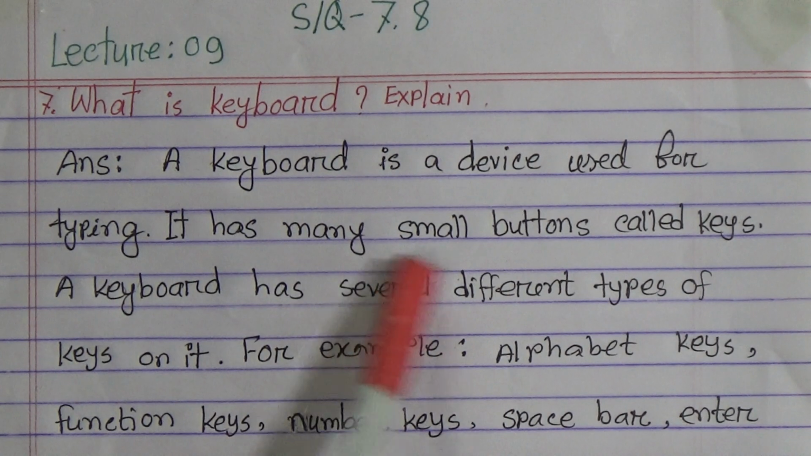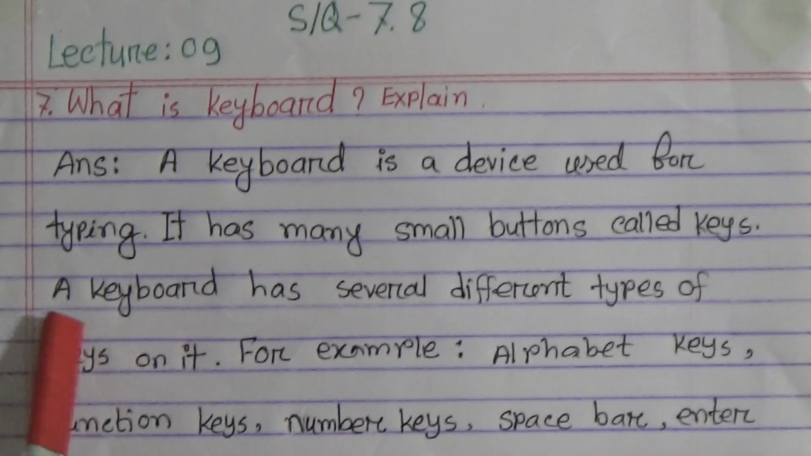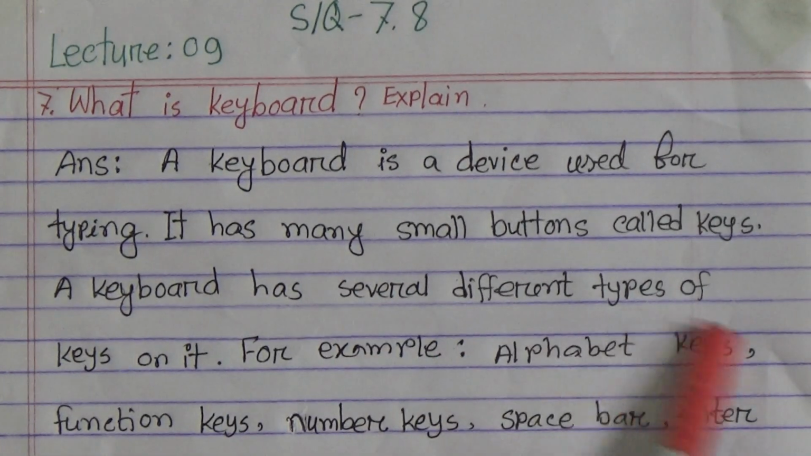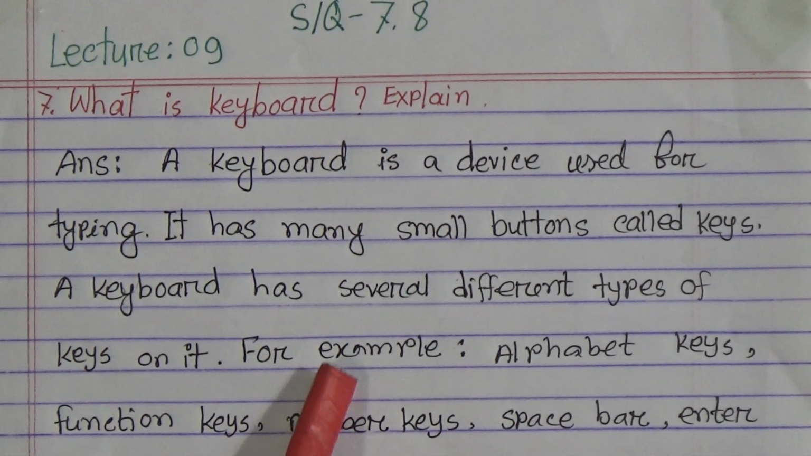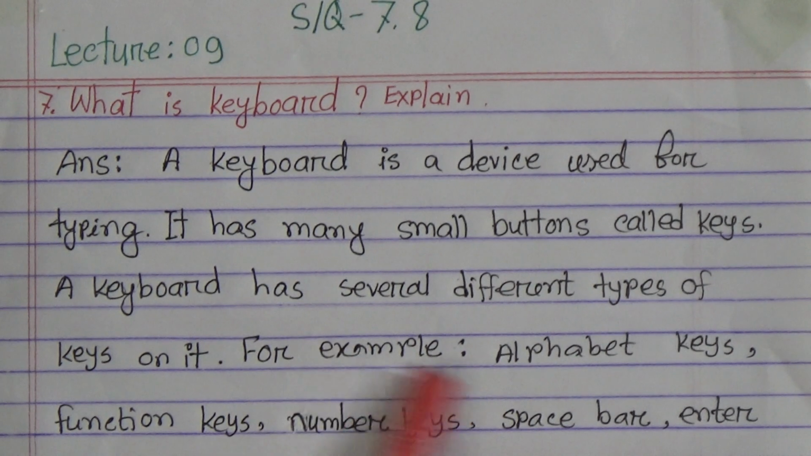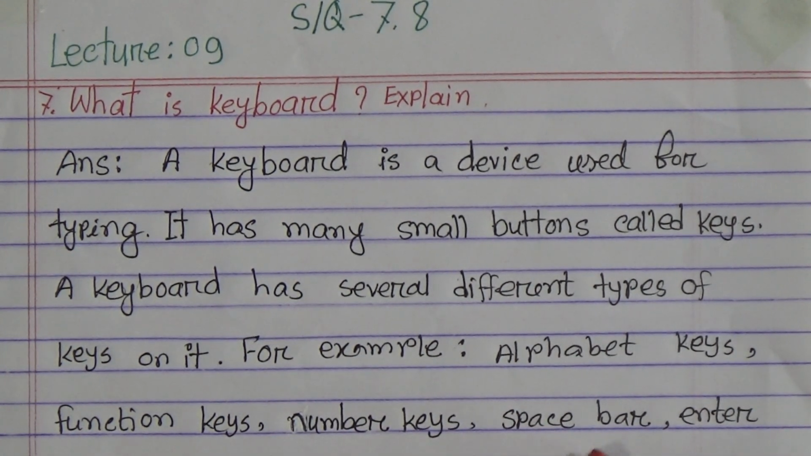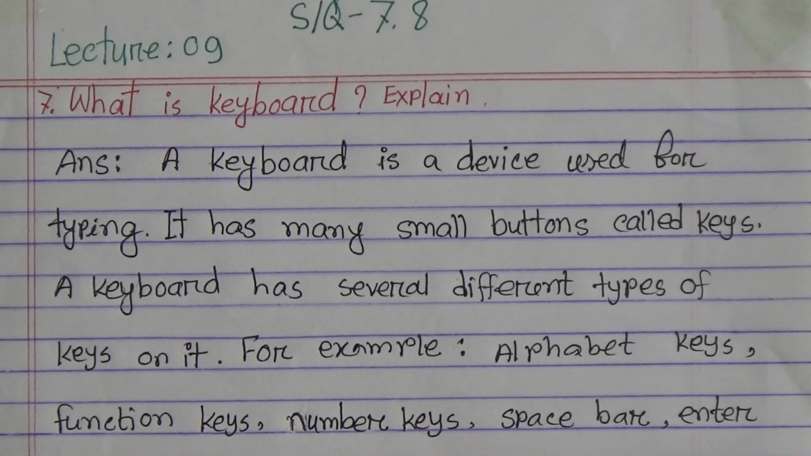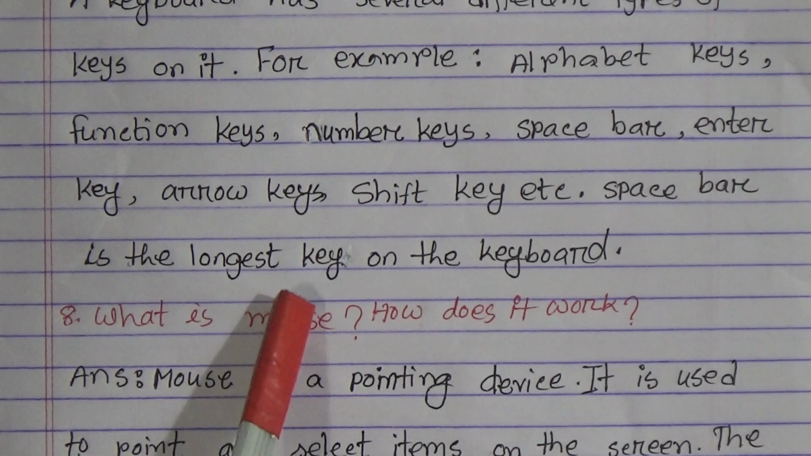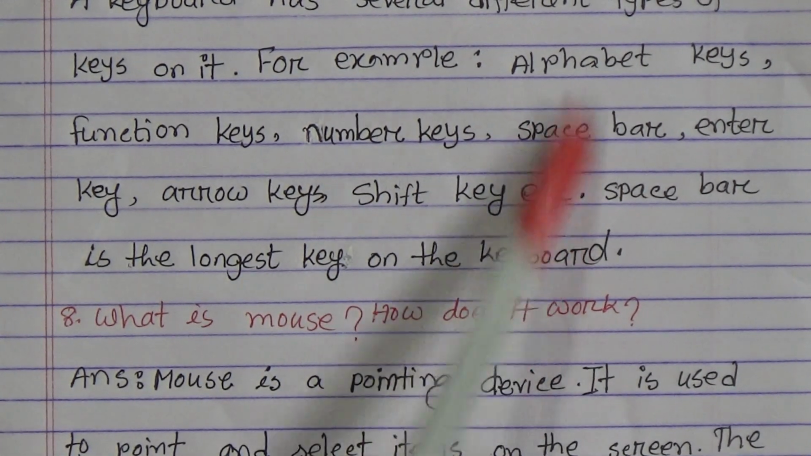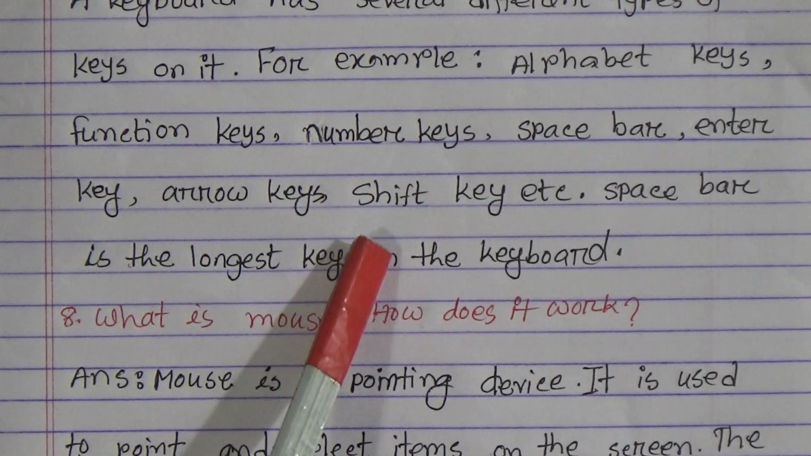It has many small buttons called keys. A keyboard has several different types of keys on it. For example, different types of keys are here. For example, alphabet keys, function keys, number keys, space bar, enter key, arrow keys, shift key, etc. And space bar is the longest key on the keyboard. Here is question number 7 answer.